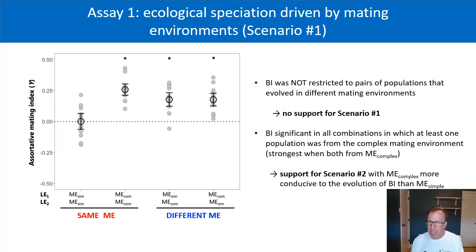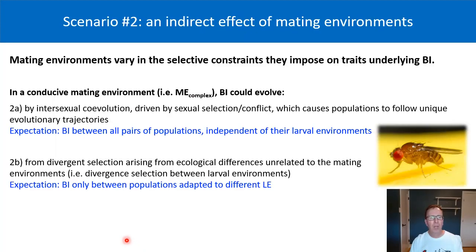So if the complex environment is more conducive to the evolution of behavioral isolation, we'd still like to know how it's evolving in that environment. There are two possibilities here. In a conducive mating environment, behavioral isolation could evolve by a process of intersexual coevolution, whereby sexual selection or sexual conflict cause populations to follow unique evolutionary trajectories. So in that case, behavioral isolation would be expected between any and all pairs of populations, independent of their larval environment, as long as they're from a conducive mating environment.